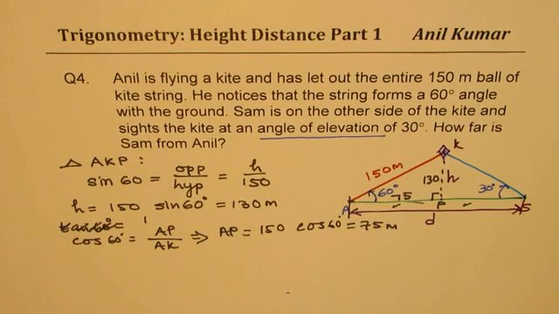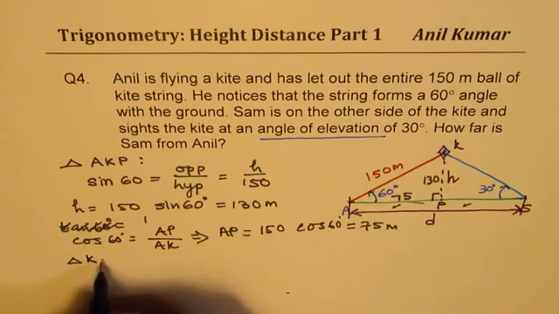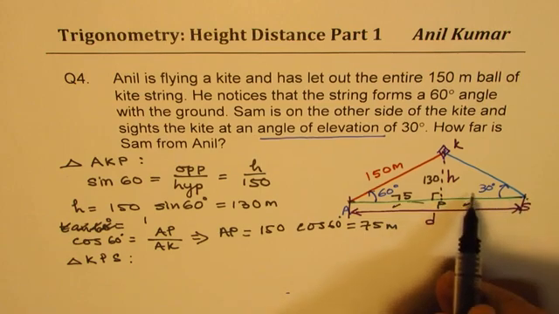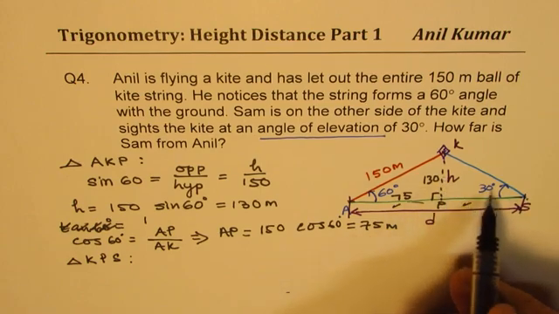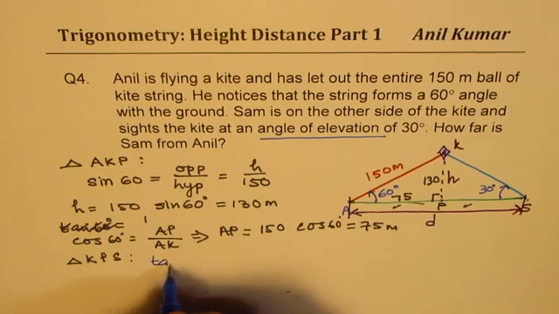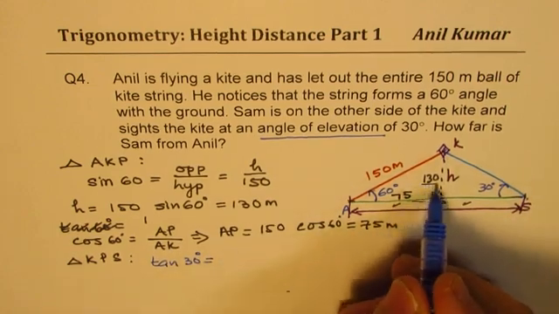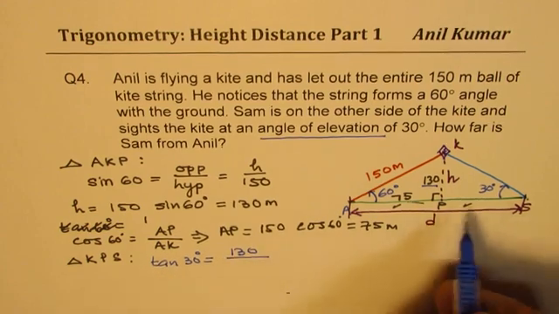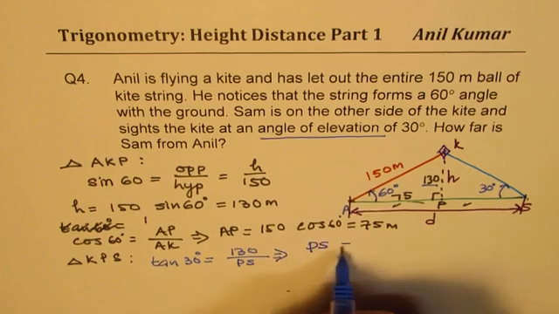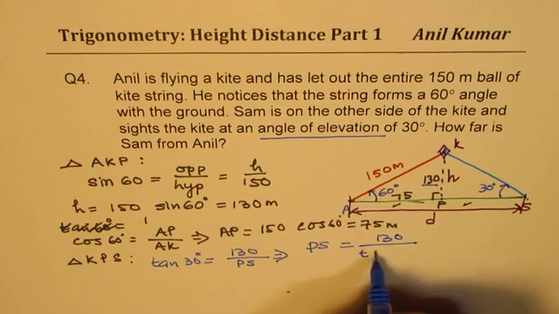Perfect. Now let's get to the next triangle, which is triangle KPS. Now we just need to find P to S. These two are opposite and adjacent, so we'll use the tan ratio. We'll say tan of 30 degrees is equal to the opposite side, which is 130, divided by P to S, which we need to find. This gives you P to S is equal to, cross multiply, 130 over tan of 30.